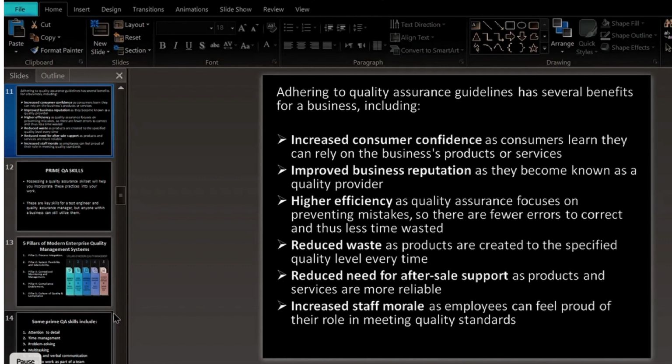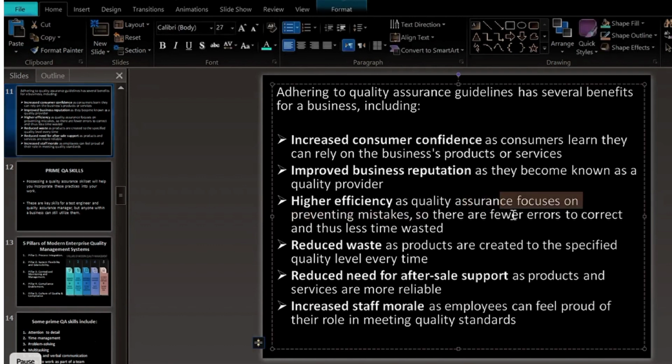और ये अल्लाह ताला ने हमें बनाया ही इसीलिए है, because we are here to provide quality in terms of everything. And quality comes when, of course, we try to provide our clients with a kind of perfection, of course, higher efficiency. As quality assurance focuses on preventing mistakes, so there are fewer errors.